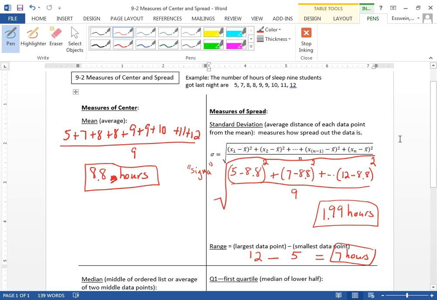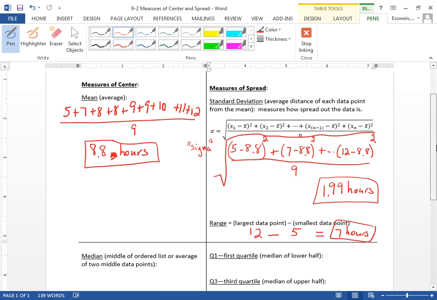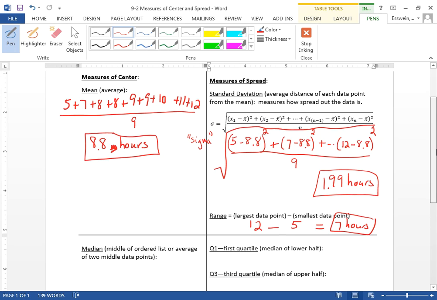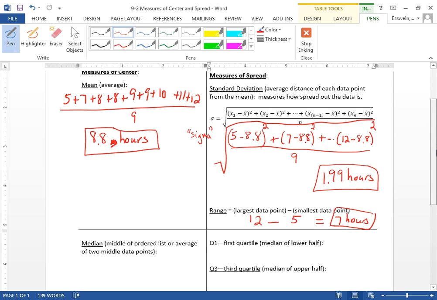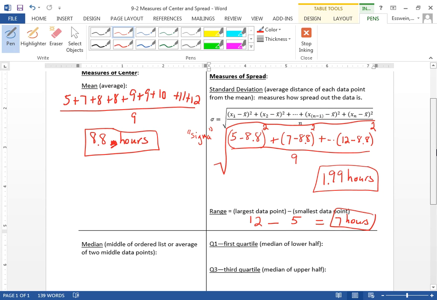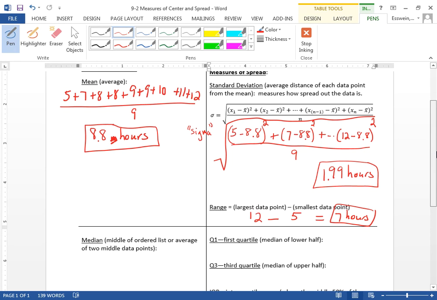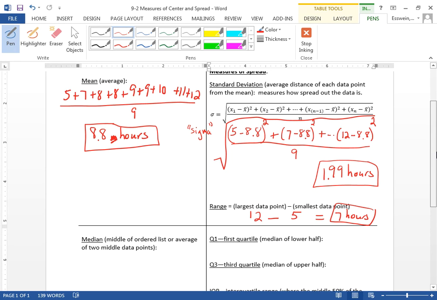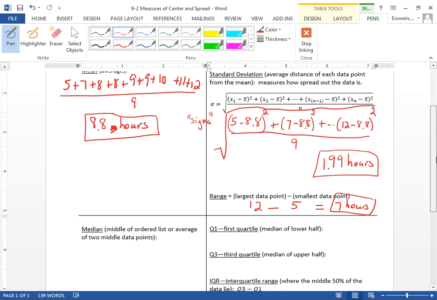So sometimes what's more valuable than the mean is the median, because the median is the number where half the numbers are above and half are below. So a really, really large number will only pull it up slightly. It won't completely pull it toward the extremes.